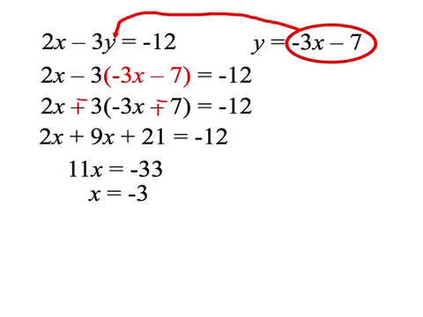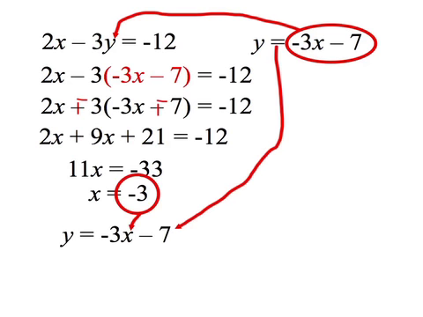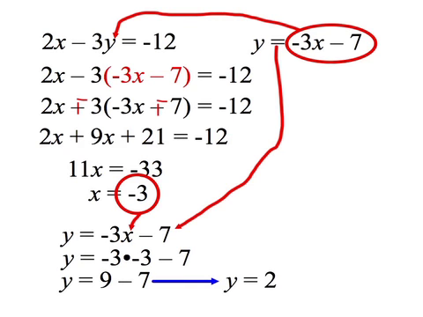I take that -3, I substitute it in the other equation for x, and you'll notice I've rewritten the other equation down at the bottom, and I've also pointed where I'm going to substitute the -3 in for x. That gives me -3 times -3 take away 7, which is 9 take away 7, or 2. And I ran out of room, so I wrote it on the side, y equals 2. My solution then for this system of equations is -3 and 2.